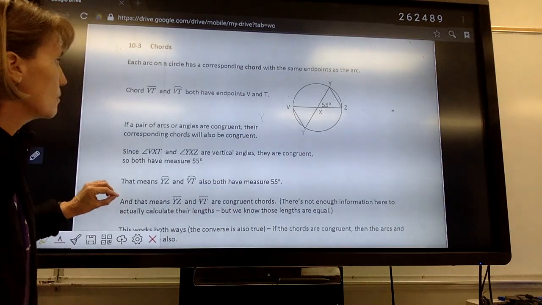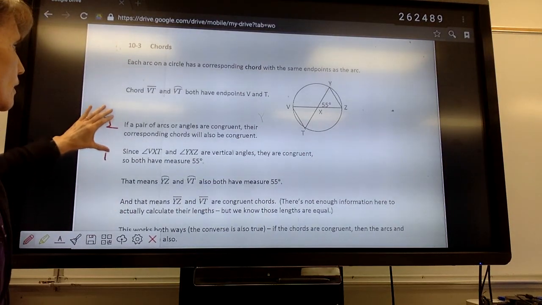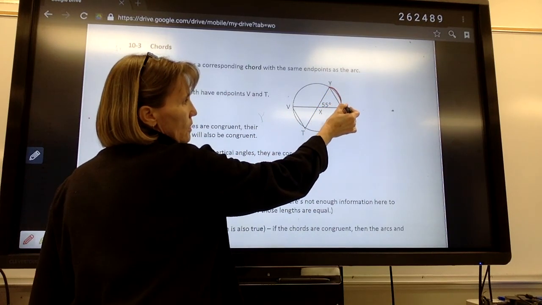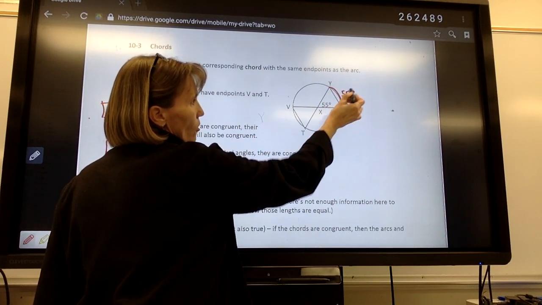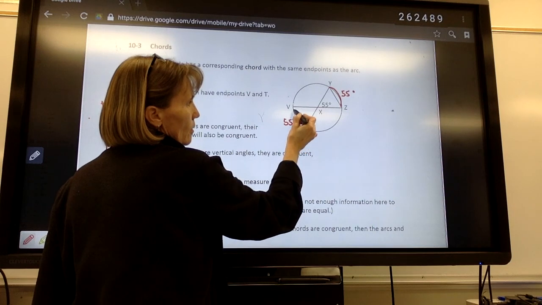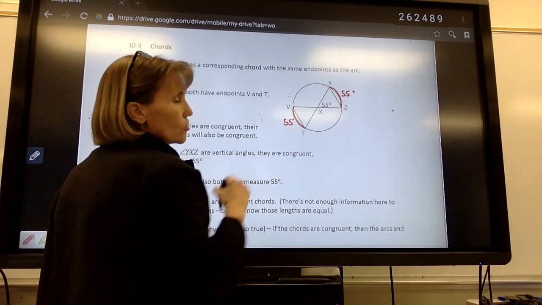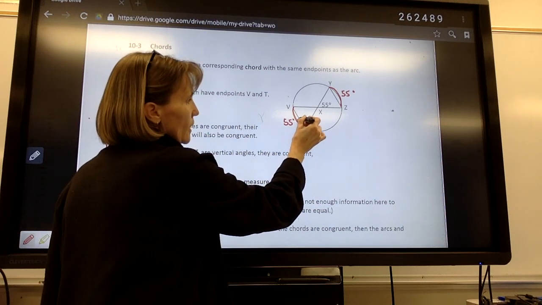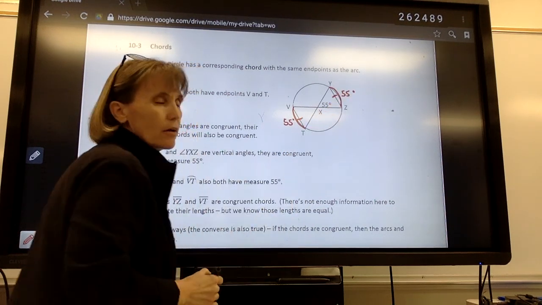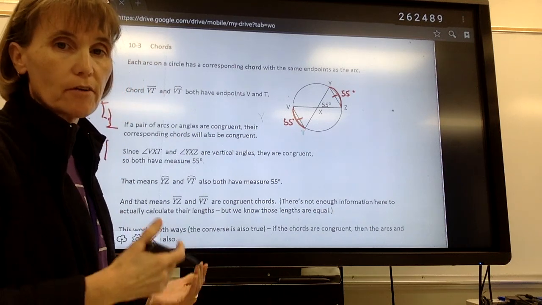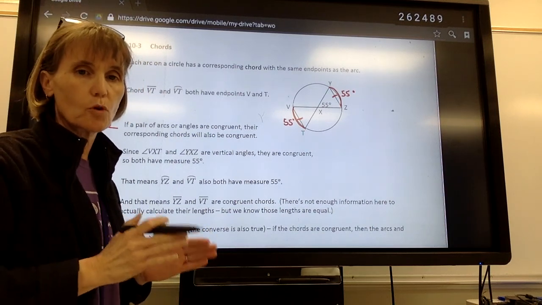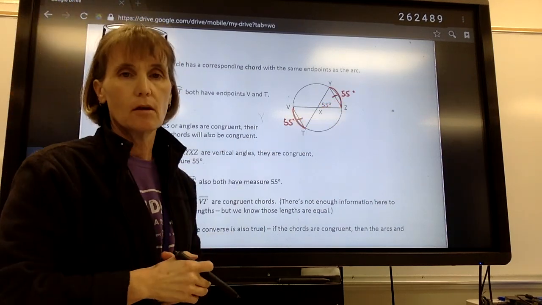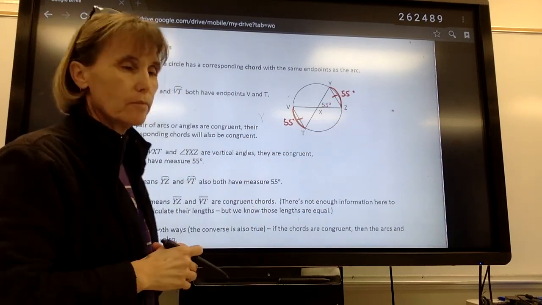Okay, a few other things about chords. We would know that if the arcs out here are congruent, those two arcs are congruent to each other, that means their chords are the same distance. So this length here would be equal to that length there. Now I don't know what that length is, I don't have enough information in my picture, but I do know that those chord lengths will have to be congruent if their arcs are congruent.